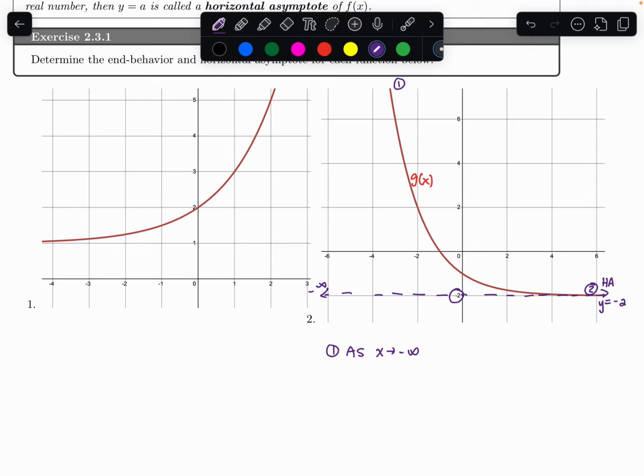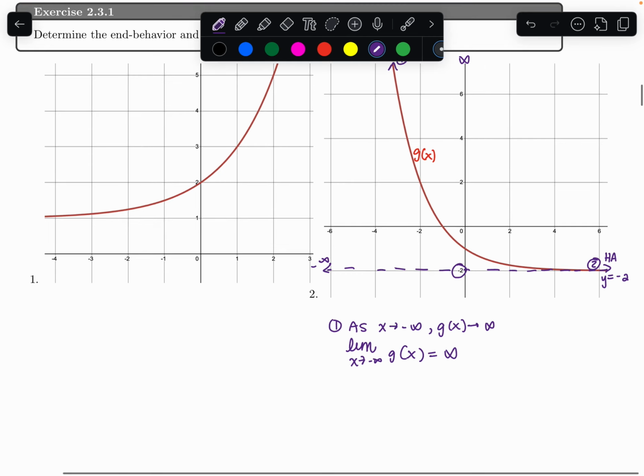Let's call this one g of x. My outputs are going up, right, to positive infinity. So the limit as x goes to negative infinity of g of x is positive infinity. No horizontal asymptote there.